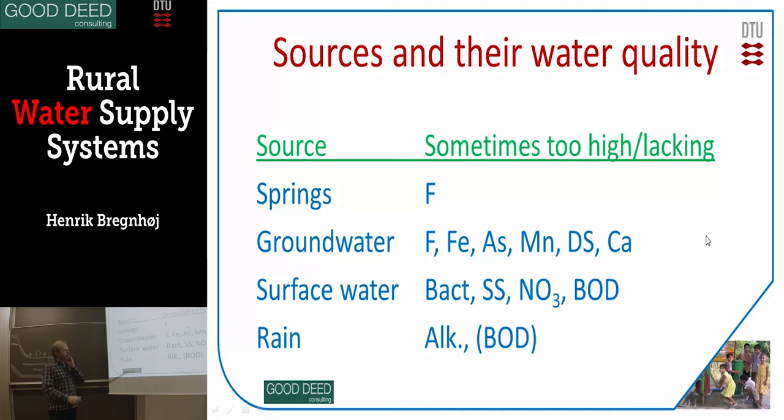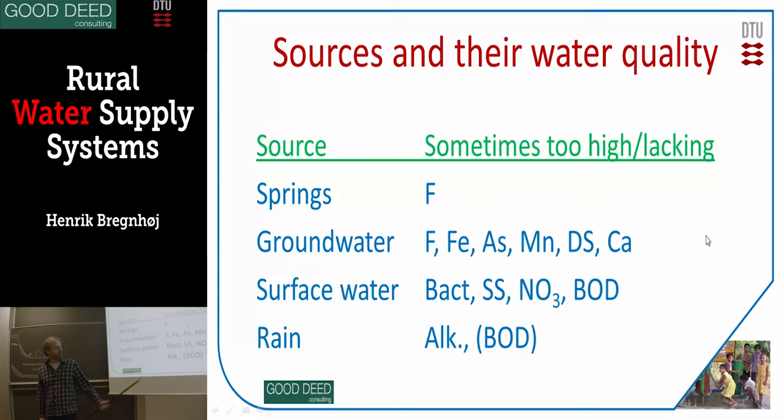In the groundwater, we sometimes find fluoride, iron, arsenic, manganese, dissolved solids, salinity. Calcium we can find in some groundwater. In surface water, the problem is completely different. That is bacteria, suspended solids, particles.